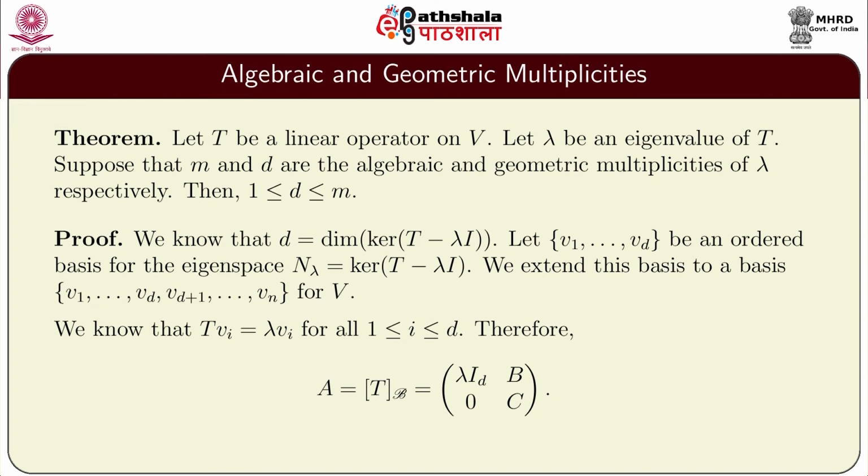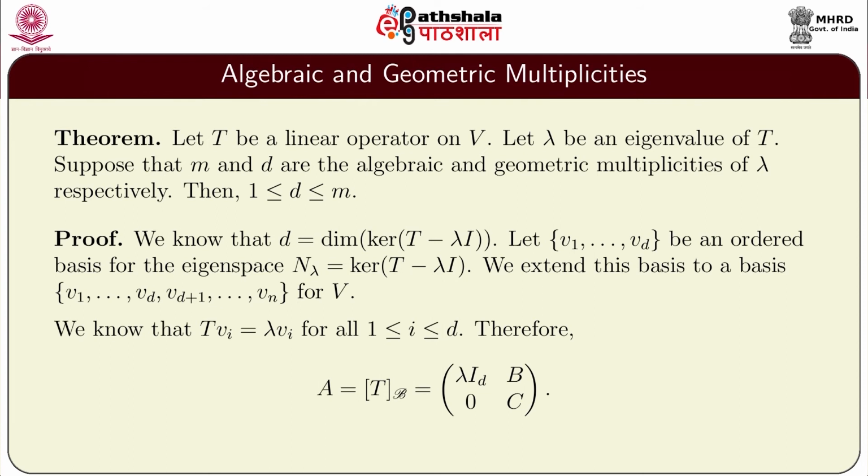We know that d is the geometric multiplicity of lambda, that is, it is the dimension of the eigenspace N lambda, which is kernel of T minus lambda I. N lambda is a subspace of V. So, if we choose a basis v1, v2, ..., vd for N lambda, then we know that it can be extended to a basis of the whole vector space V, and let us call that basis v1 and so on up to vd, and then vd plus 1 and so on up to vn. n is the dimension of the vector space V. We know that T of vi is lambda vi for every i in between 1 and d.